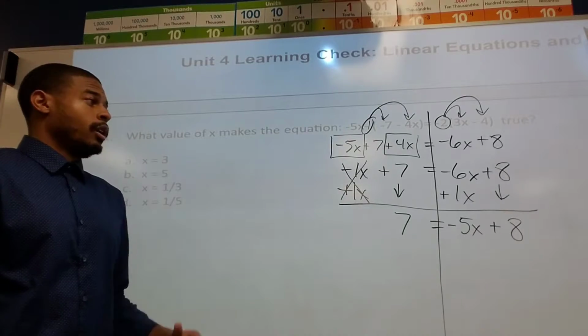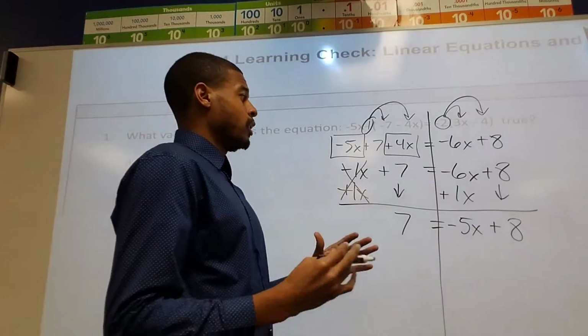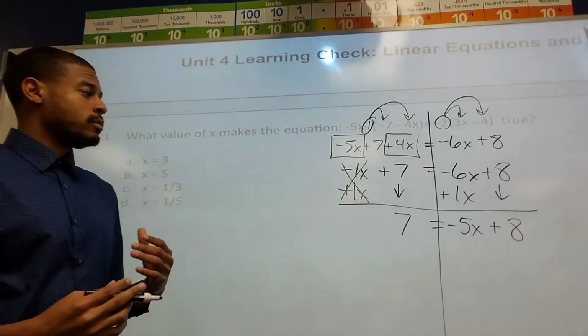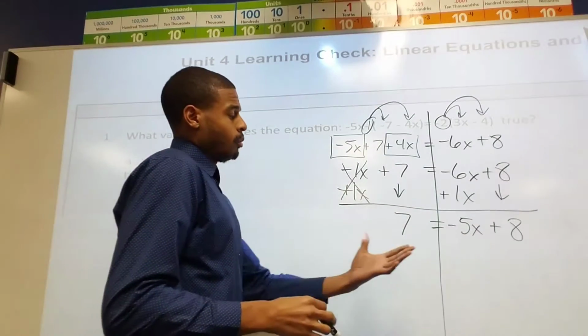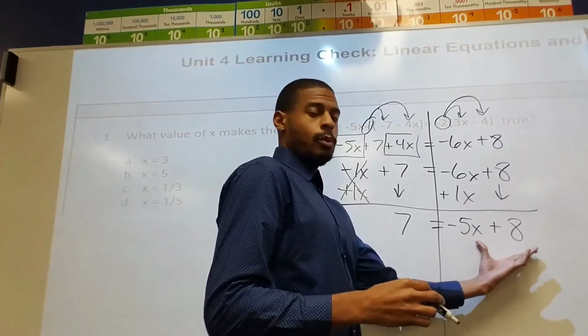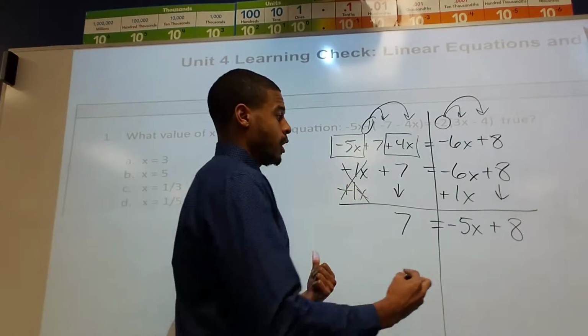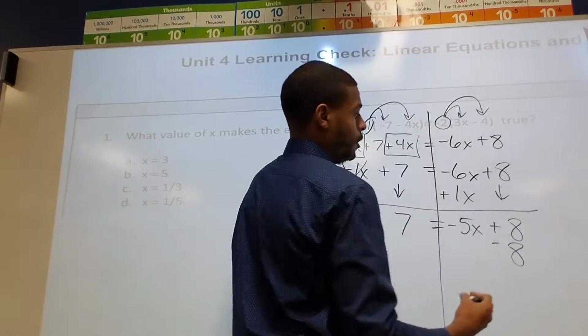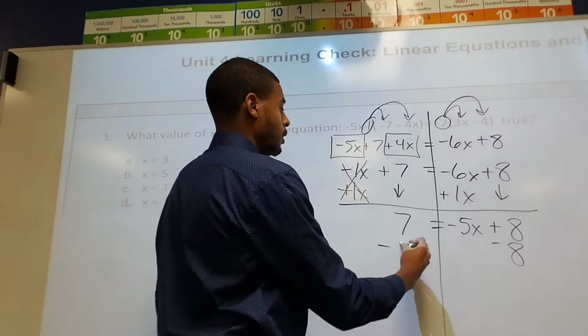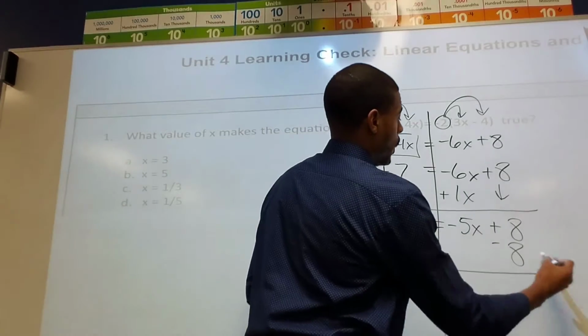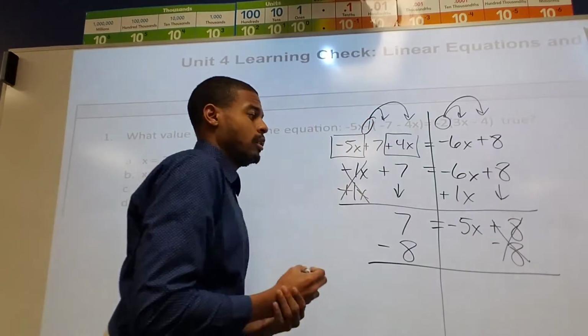Now we're going to move on to our next step. We dealt with the variable. Now we're going to go on to our constant. We have to get the variable by itself, so we're going to subtract 8 from both sides to get the negative 5x by itself. Now the 8's cancel out.